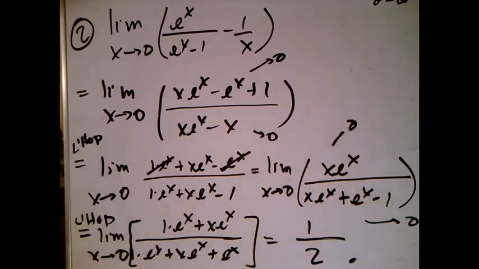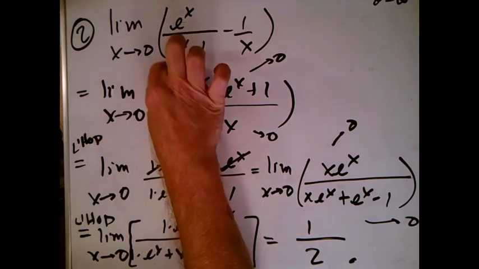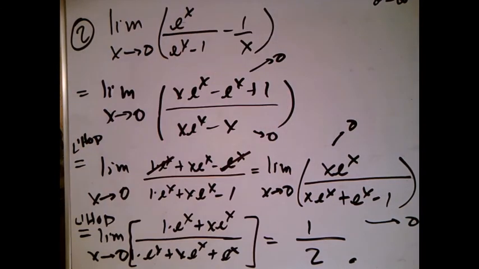And I want to go back to the very beginning. Remember, this is a huge number. This is a huge number. But in the limit, this one was only about a half bigger than this one, right? So you can really get anything.